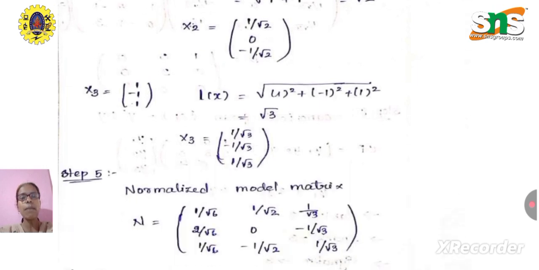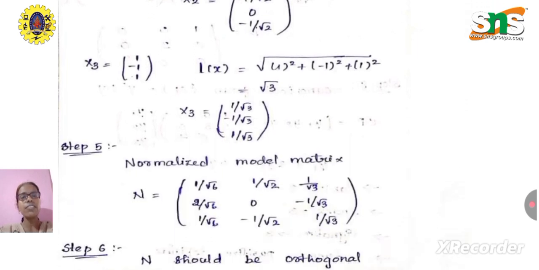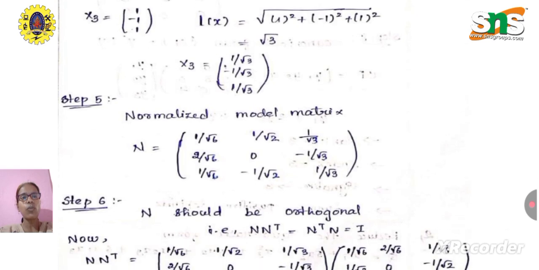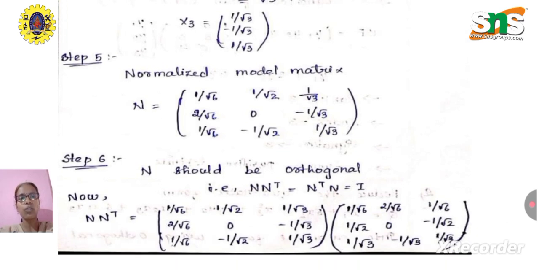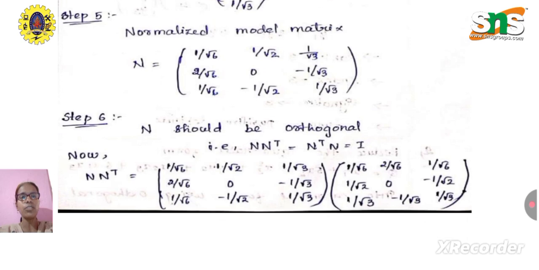Third case is 1, -1, 1. You just find the squares, 1 square plus -1 square plus 1 square. Then find the root, which is root 3. Then divide each element by that L, which is 1 by root 3, -1 by root 3, 1 by root 3. This is called the normalized eigenvector. Step number 5 is we need to find the normalized modal matrix, which means we need to collect all the normalized eigenvectors as columns. For that, we are going to get the matrix of this form.